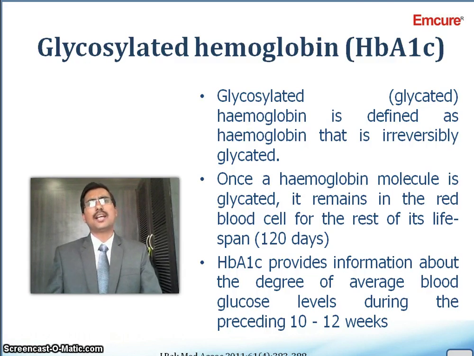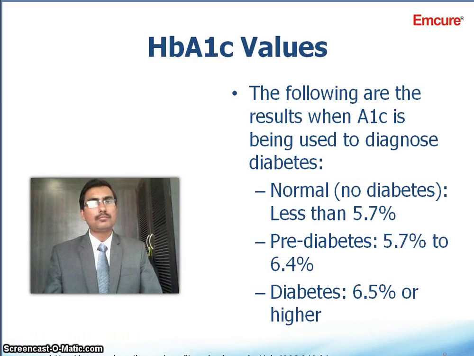Now let us understand the different values of HbA1c. HbA1c is always expressed in terms of percentage. That means how much percentage of hemoglobin has glucose attached to it. As you can see the values, the following are the results when HbA1c is being used to diagnose diabetes.